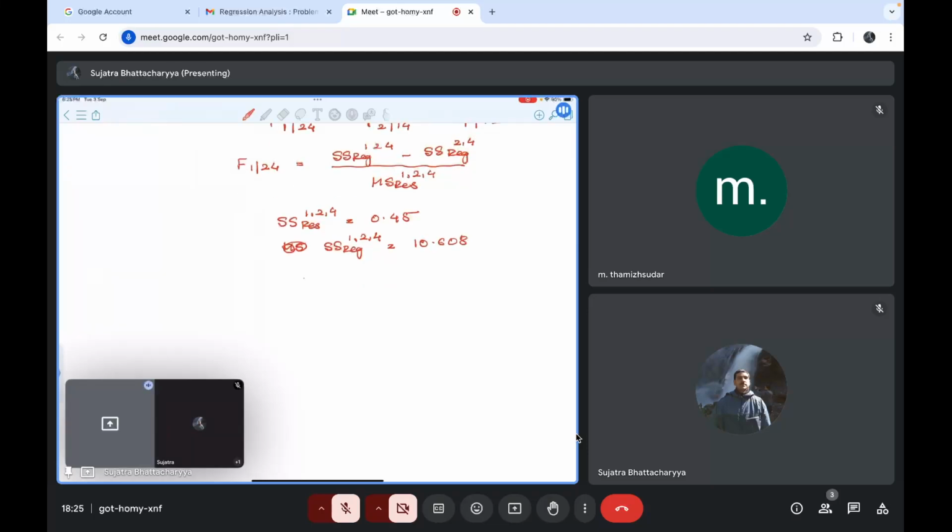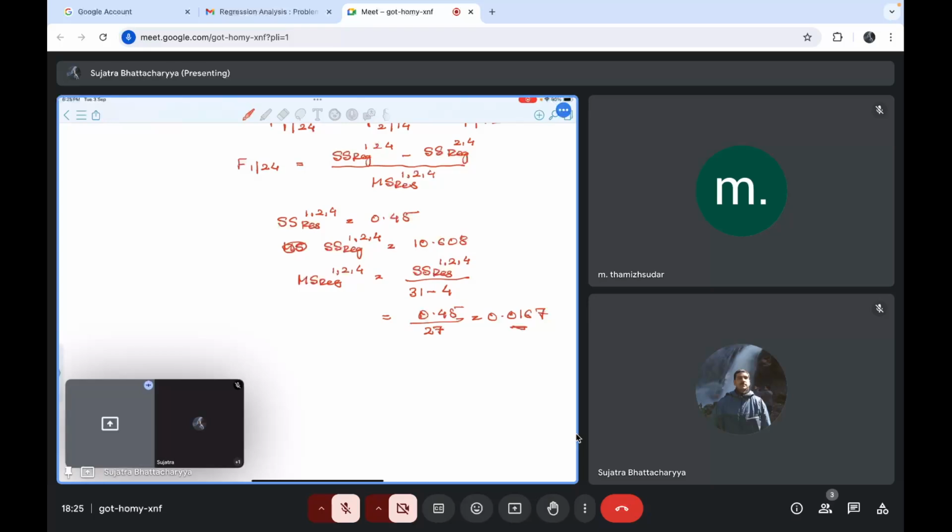So now we have MS residual of 1 2 4, which is nothing but SS residual of 1 2 4 divided by the degrees of freedom. Let's check the degrees of freedom now. Three regressors are now there, so 3 plus 1, 4 parameters, instead of 5, now it is 4. So the residual 0.45 divided by 27 is 0.0167. So MS residual is calculated for the full model.